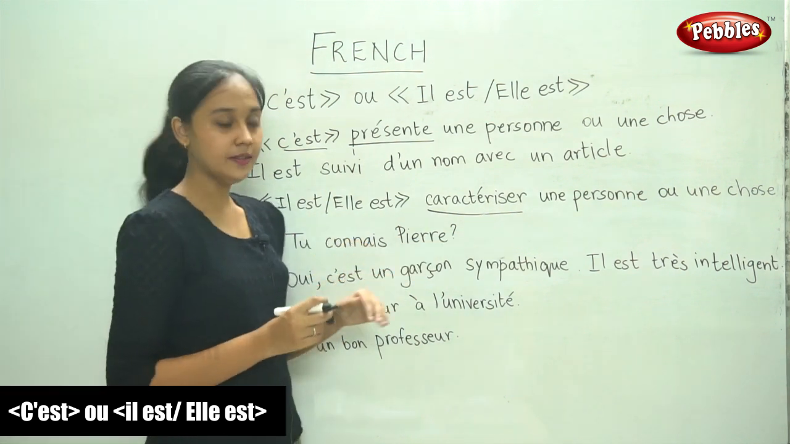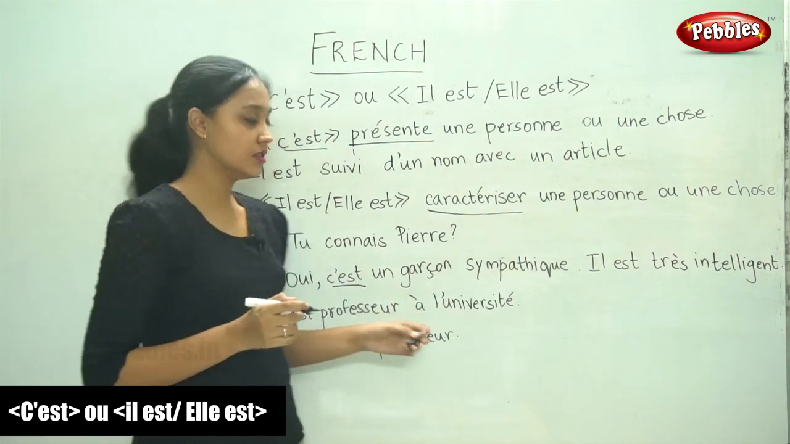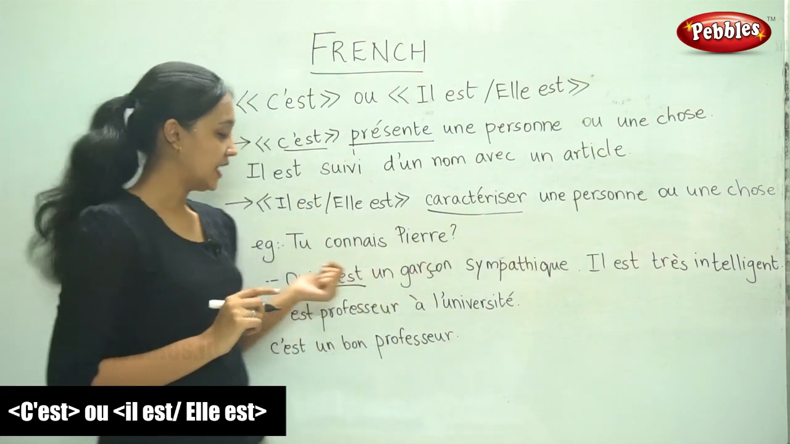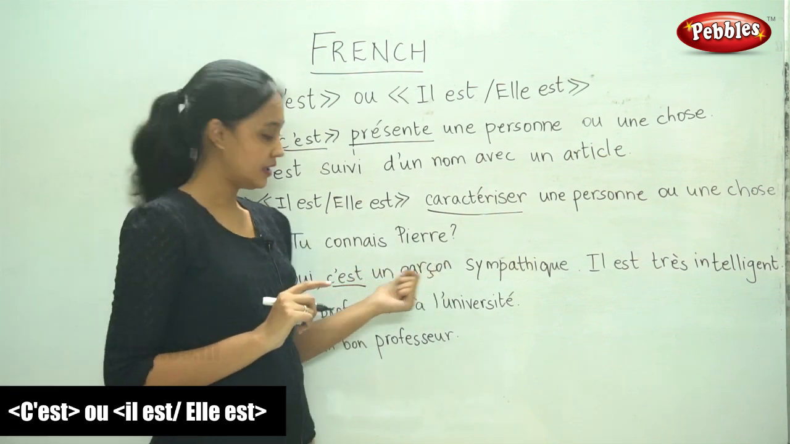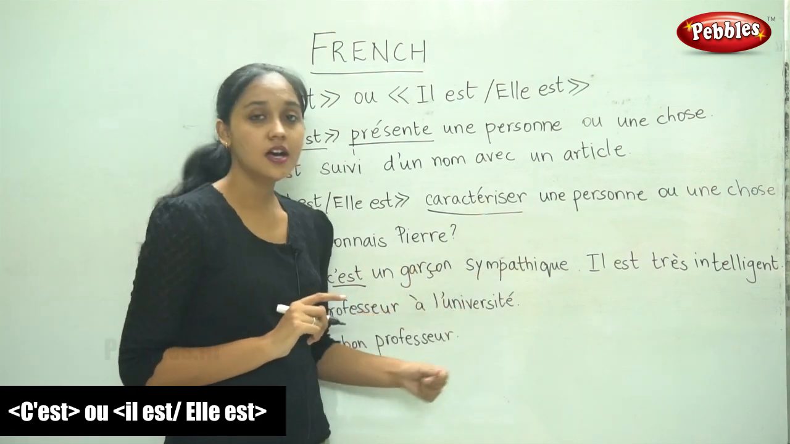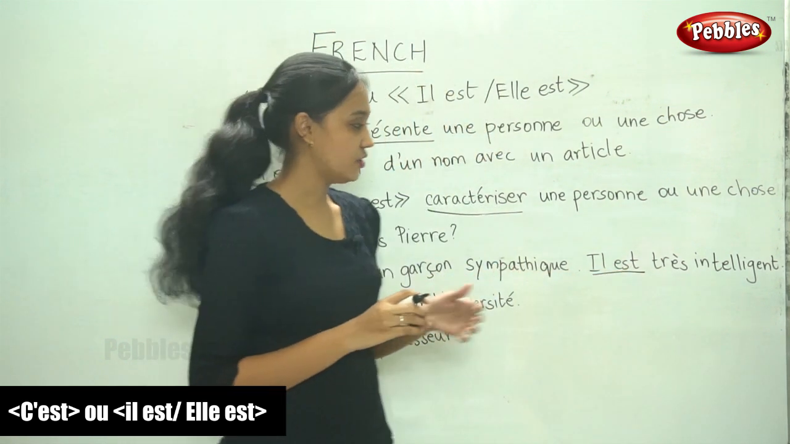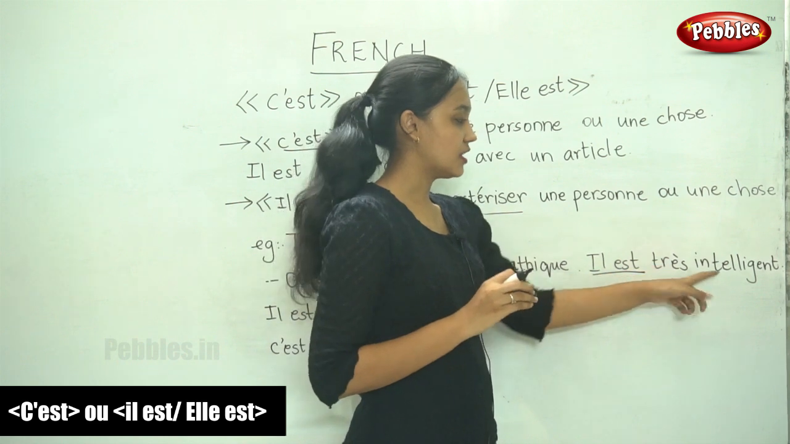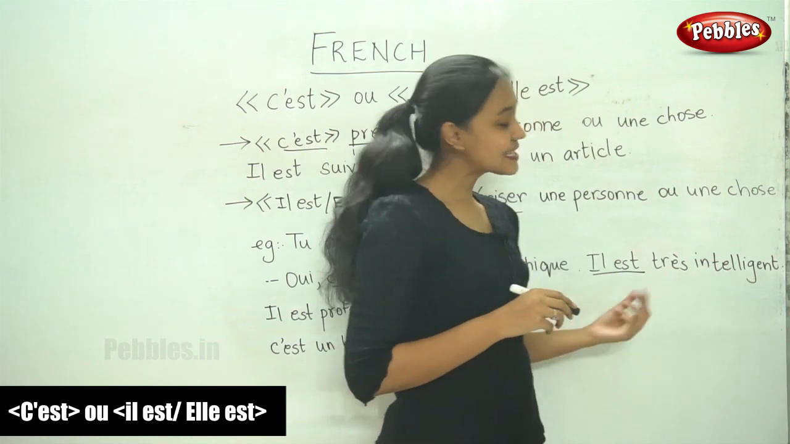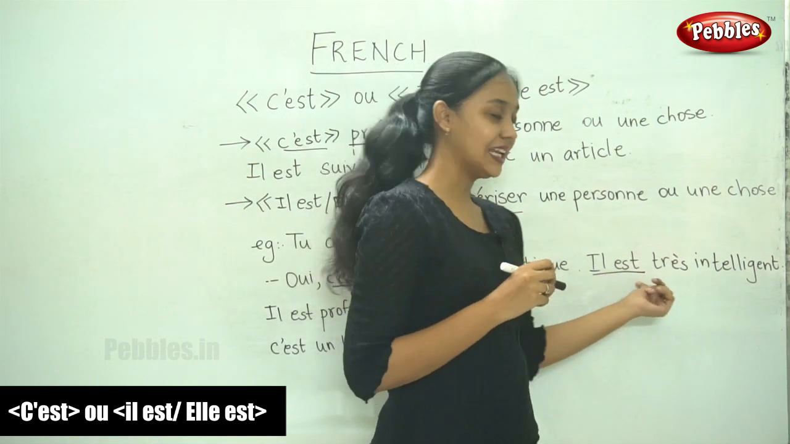Tu connais Pierre? Oui. C'est un garçon sympathique. So here they are presenting a person. Do you know Pierre? Yes. He is a c'est un. So they are presenting the person. C'est un garçon sympathique. But if you look at the next sentence, il est très intelligent. Il est très intelligent because you are characterizing the person. So here it is characterization. The purpose is characterization. So you use il est.